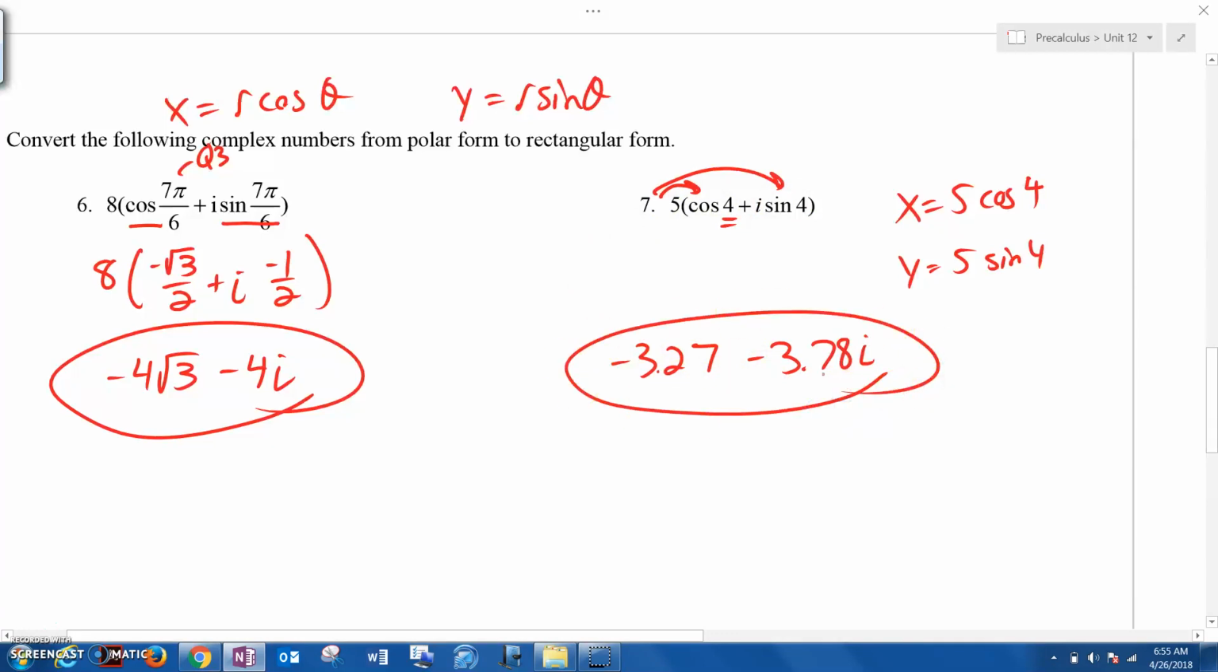Okay, so that is it. That is converting polar to rectangular using complex numbers. It's very similar to doing it with points that we did the first day.